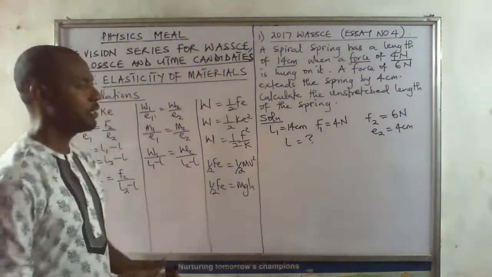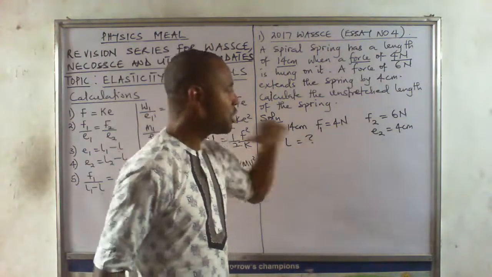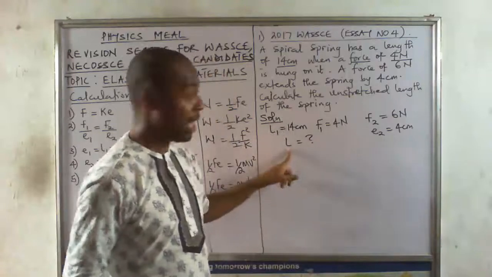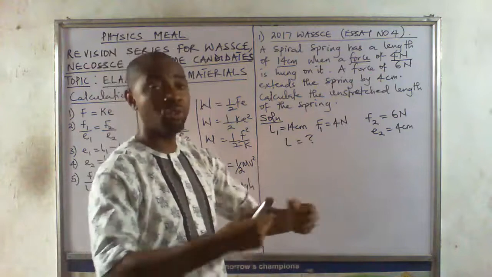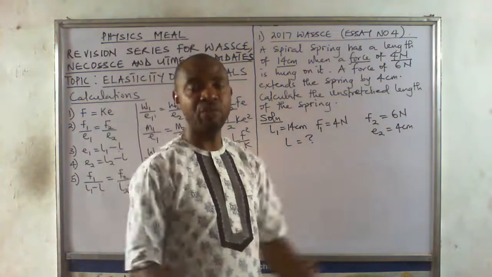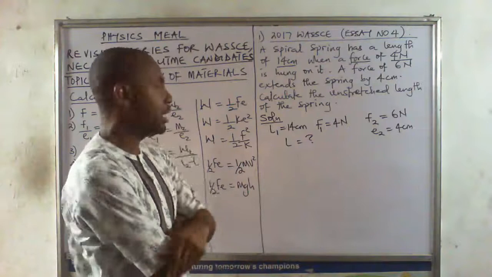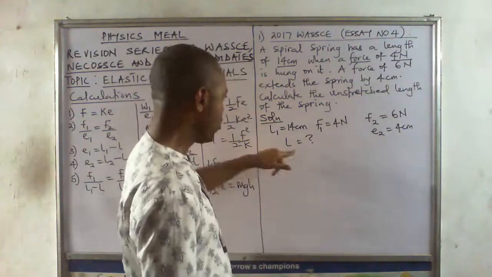The unstretched length. Okay, we have F1, we have F2, we have L1, we have E2. We are looking for L, which is the unstretched what? Unstretched length. Unstretched, that's when you have not added any force. When no force has been applied, that's the original length. So how do we go about this? So we now know what we are looking for.